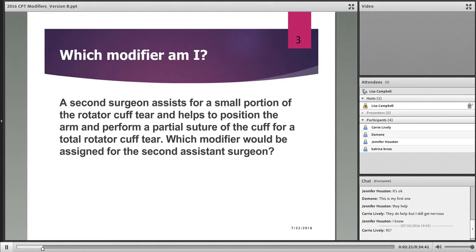Next up, a surgeon assists for a small portion of a rotator cuff tear and helps to position the arm and perform a partial suture of the cuff for a total rotator cuff tear. What modifier is for the second assistant surgeon?